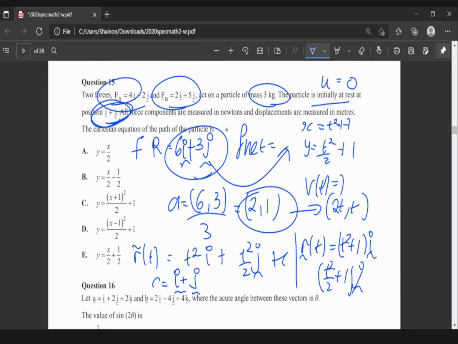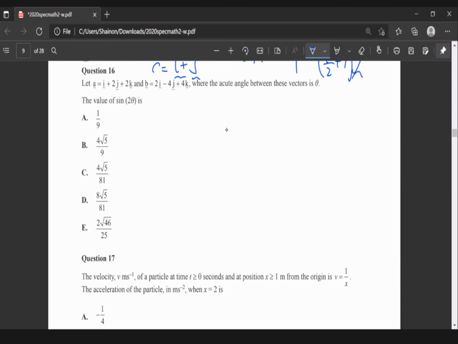So t squared equals x minus 1. And then you sub that into here, and you should get y is equal to (x plus 1) over 2, which is E. Yes, E.